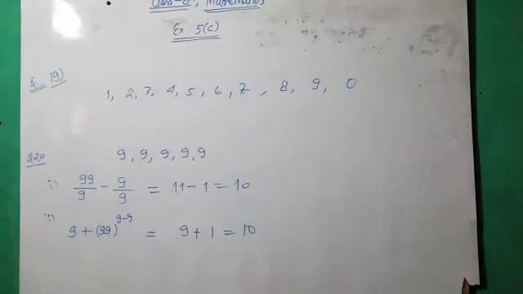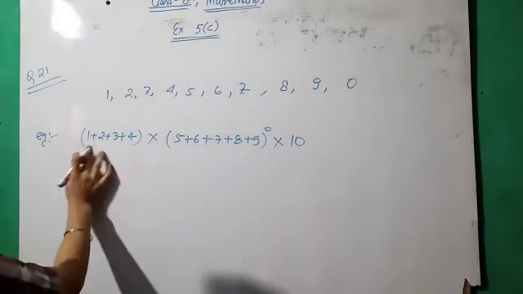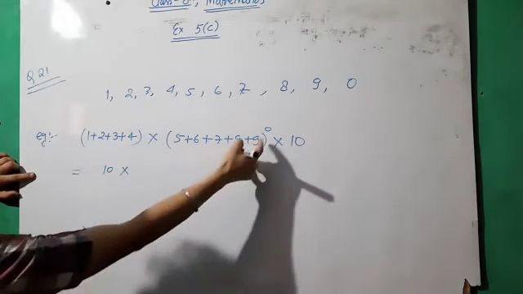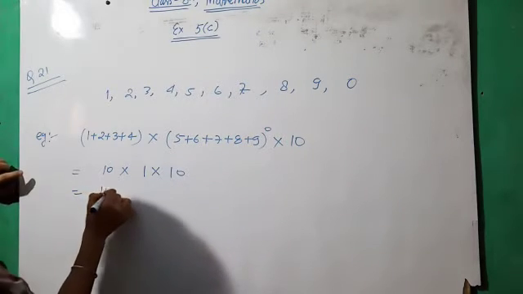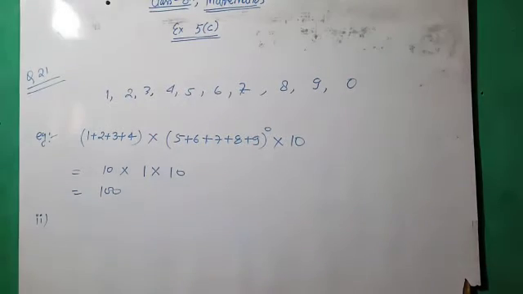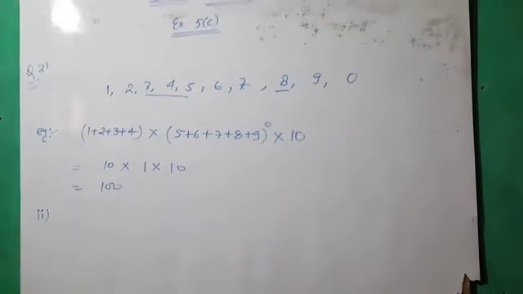Now moving to the next question, question number 21. Write 100 by using all the 10 digits. So the example is this. We have to add the first 4 digits, that is 1 plus 2 plus 3 plus 4, into, this is to the power 0, so 1, into 10, so 10 into 10. For the second example, for question number 21, you have to write down one more example.